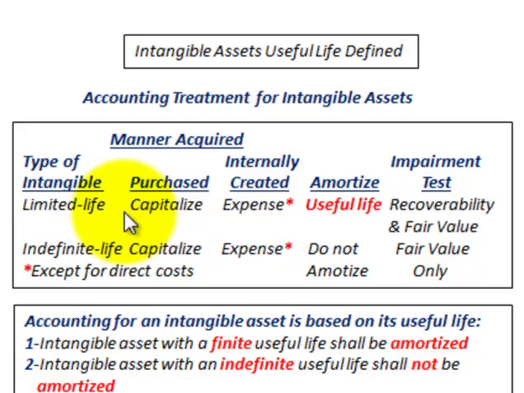I've got them shown in this chart, where you've got either limited life intangibles or indefinite life intangibles. Now, the useful life is what we would use for amortizing a limited life intangible asset, particularly the capitalized amount on the limited life intangible. When we're dealing with indefinite life intangible assets, we do not amortize them. So we're just going to be looking at the definition of useful life.